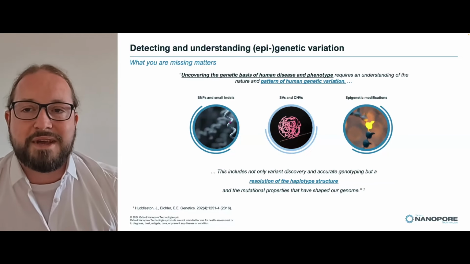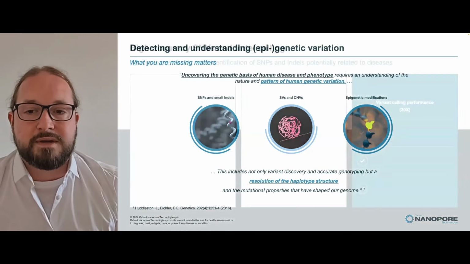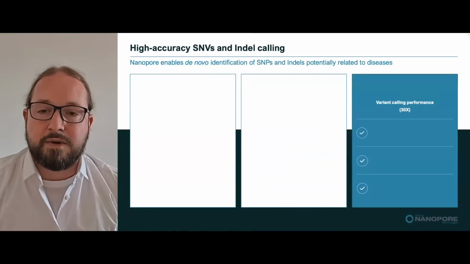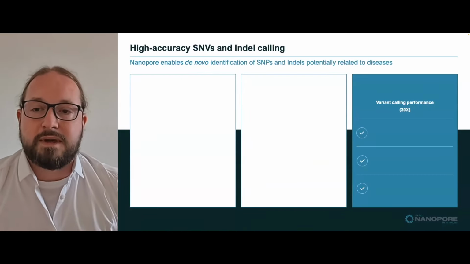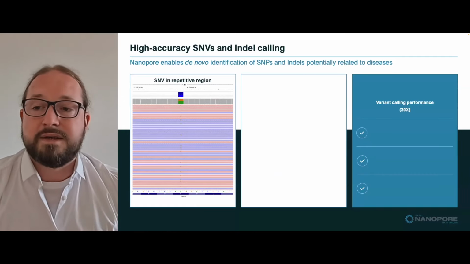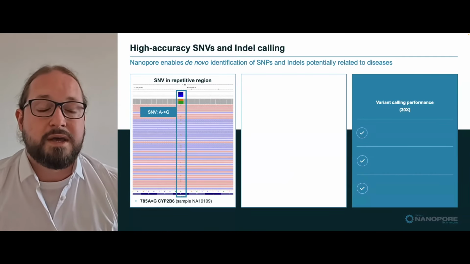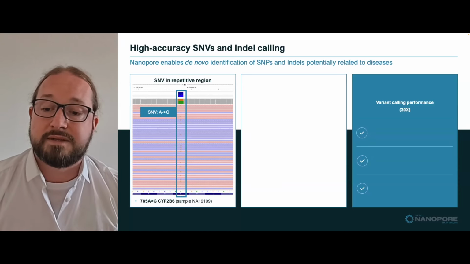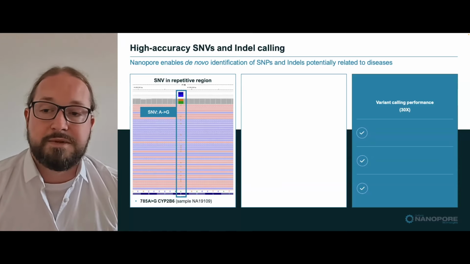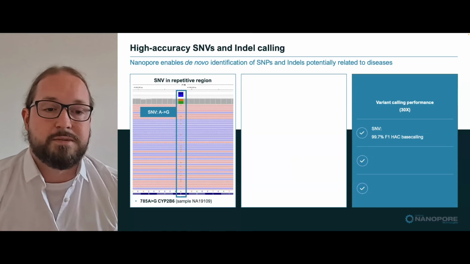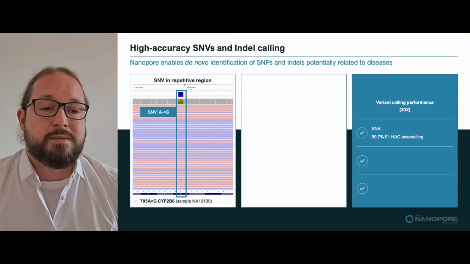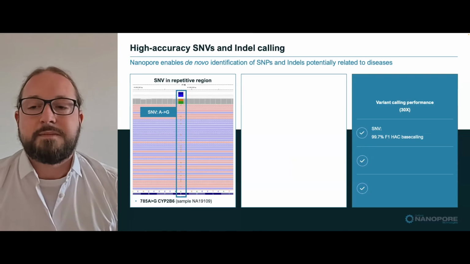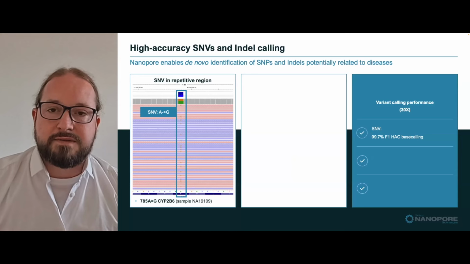So let's start at the very beginning with small SNPs and indels. As you probably know, Nanopore will allow you to detect SNPs at really high precision and recall. So what we did here is we used the typical Genome in a Bottle data sets to benchmark the performance, and found a really high performance at 99.7 F1 and above. What I show you here is a very simple example.